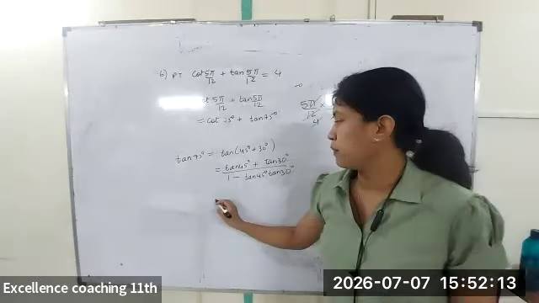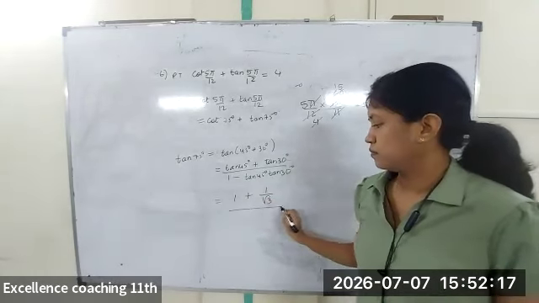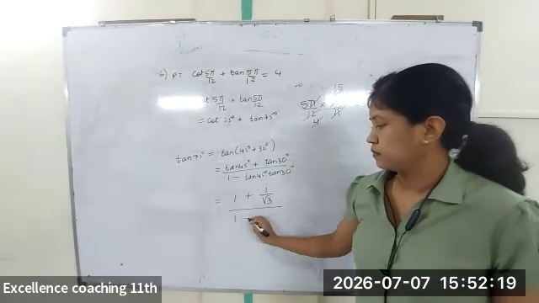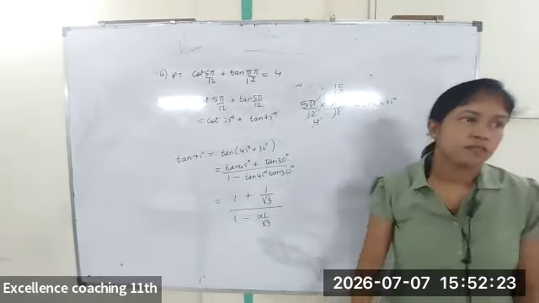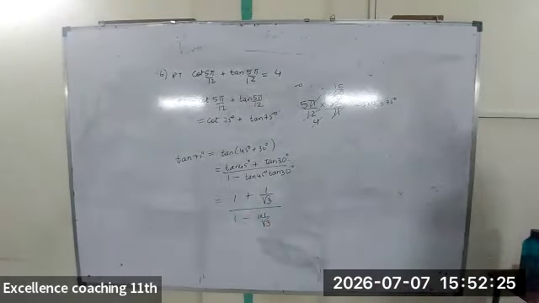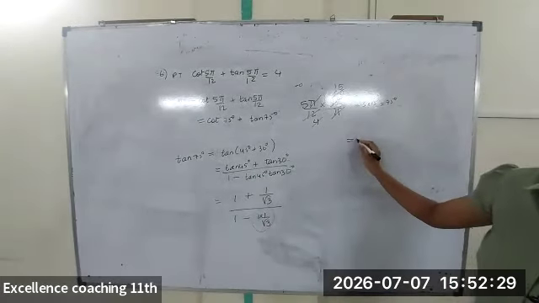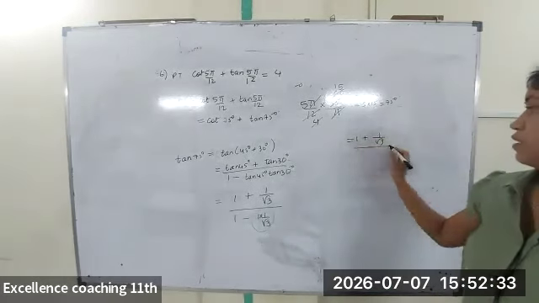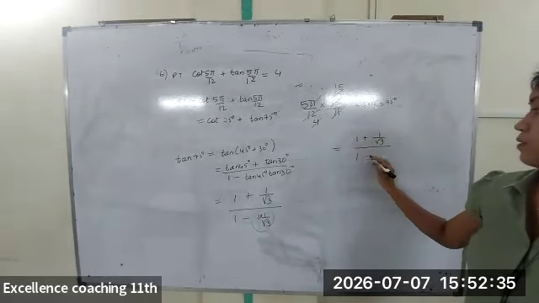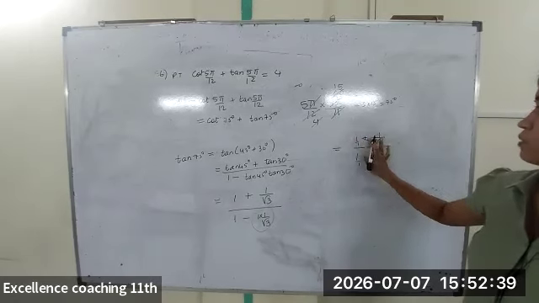tan 30 will be 1 by root 3. So first, you know that this part will be done. So you'll get 1 plus 1 by root 3. 1 into 1 will be anyway 1. If nothing is there, you can take it as 1. Now cross multiply.